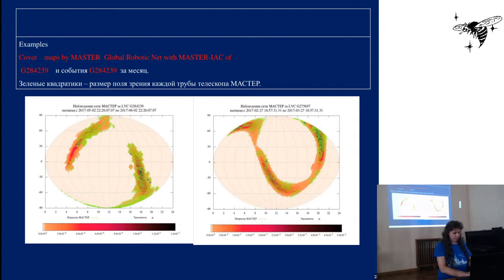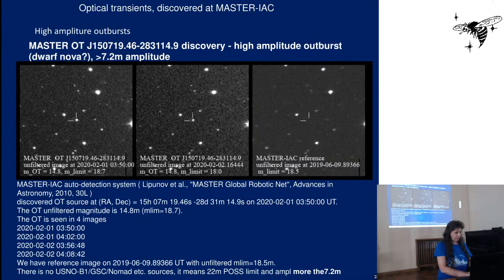MASTER-EAC made one of the most important inputs in the Northern Hemisphere, and MASTER-SAAO made one of the most important inputs in the Southern Hemisphere, together with MASTER-OAHA. Here are examples of optical transients discovered by MASTER-EAC. This is a high amplitude outburst of a dwarf nova, classified as dwarf nova in VizieR and in AFSO, and was discovered by MASTER-EAC in 2020 as an example.